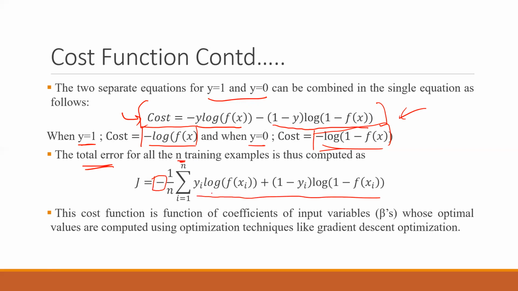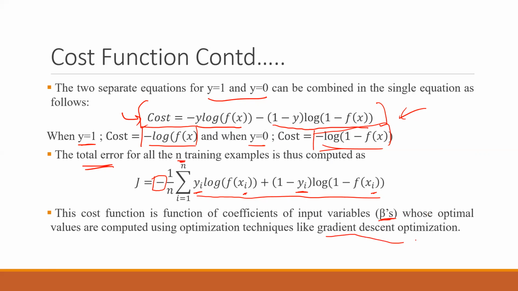Now the same thing is written again, y log f(xi). So simple x has been updated to xi, and here again xi. Y is also updated according to i, because according to the instance the output will be there, the actual and the predicted. So this cost function is a function of coefficients of input variables, which are betas, whose optimal values are computed using optimization techniques.